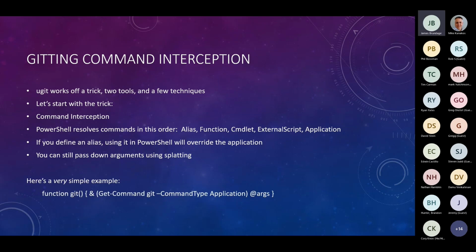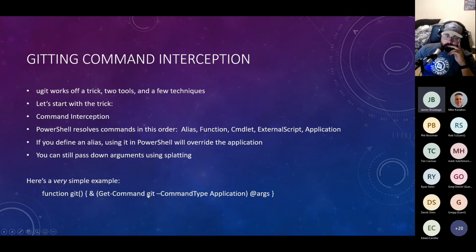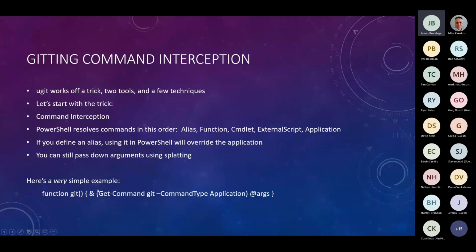I write a function git. I call Get-Command git. I restrict it to application, and I pass the args. And this will look like git, run git, but it'll run it through PowerShell. And that means I can intercept its results, put a pipeline at the end of this, all sorts of fun stuff. This is a good point to stop before we go into demo mode. Does command interception make sense to everybody?